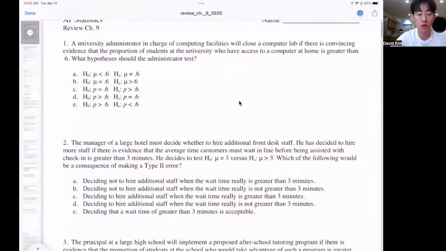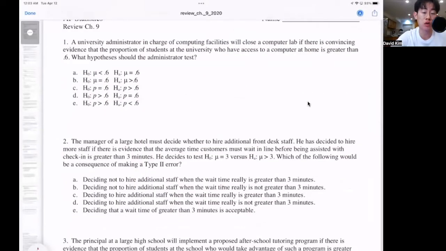For the vast majority of this, there is going to be a lot of type 1, type 2 error questions, a lot of hypothesis and how to state the null and the alternative and things like that. And several questions we did go over in the class. Let's start with number one here.